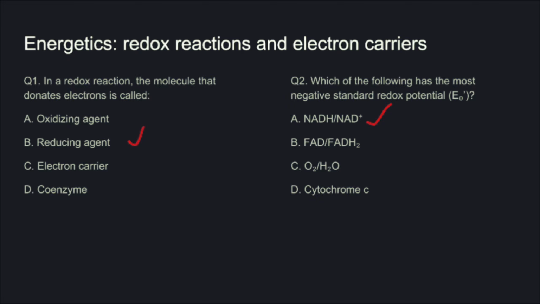So for NADH, the standard redox potential is minus 0.32 volts. Fine. And that makes it a strong electron donor in the biological system.